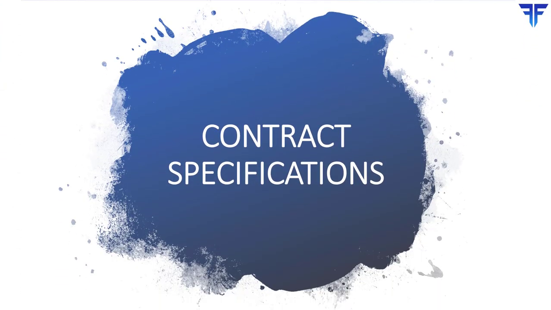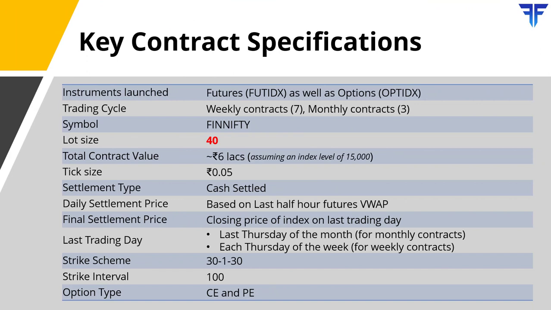Let us now talk about contract specifications for FINNIFTY futures and options contracts. FINNIFTY is available for trading on both futures and options. Also, both futures and options contracts are available not only based on a monthly trading cycle, but also based on a weekly trading cycle. At any point in time, there will be 7 weekly contracts and 3 monthly contracts available for trading. The lot size of each contract is 40.